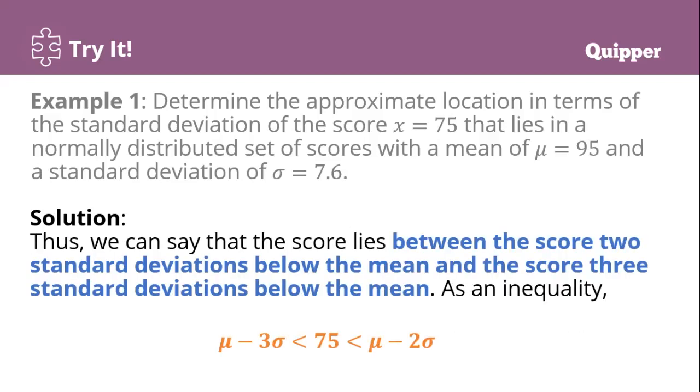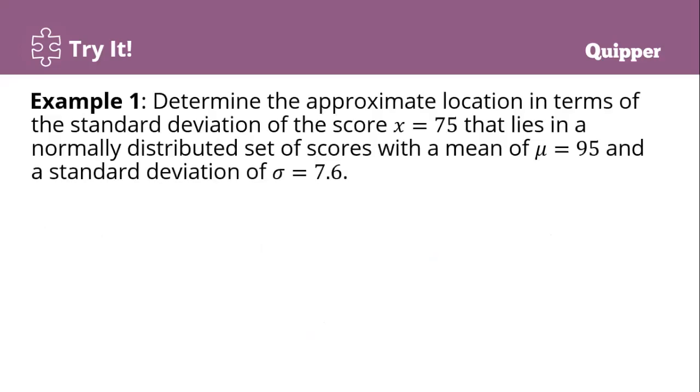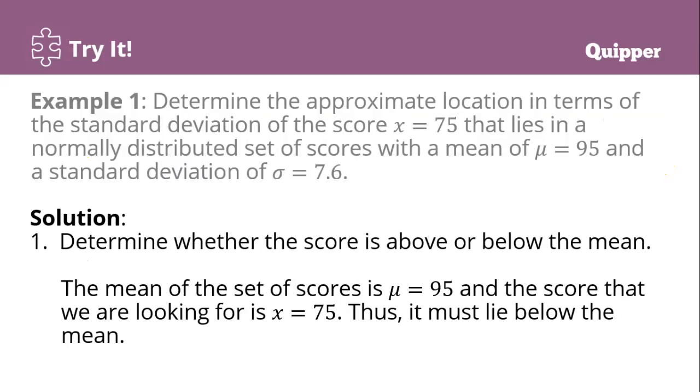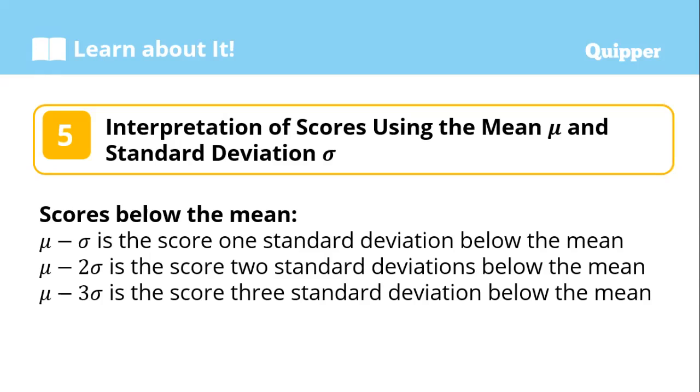That is all. You just use this formula, class. First we check whether the score is below the mean or above the mean. The mean is 95 and the score is 75, so it is definitely below the mean. Since it is below, we use the formula mean minus standard deviation, then mean minus 2 standard deviations, mean minus 3. But if it is above the mean, then we use plus in this formula. Okay?